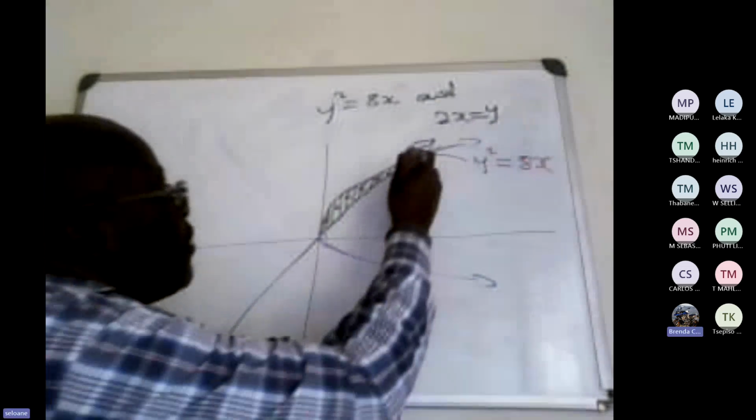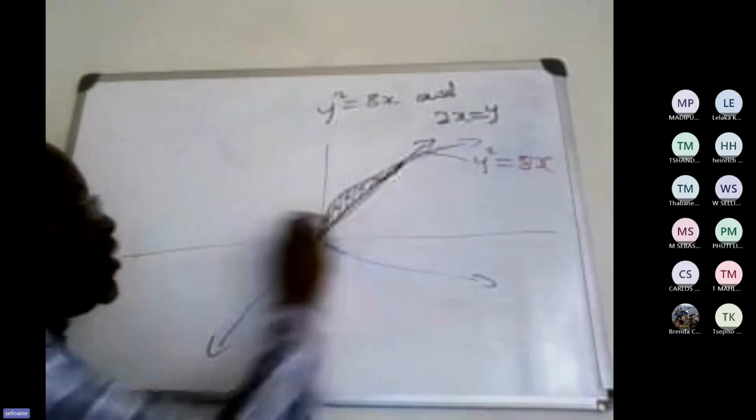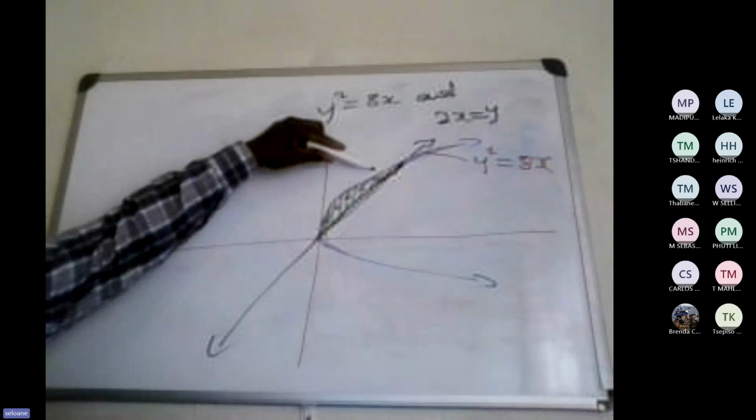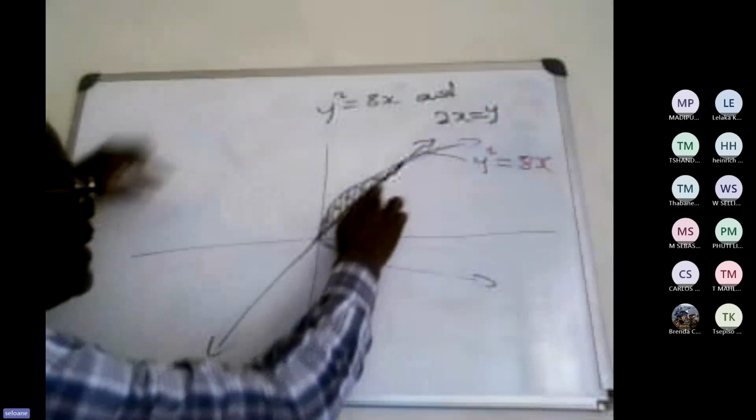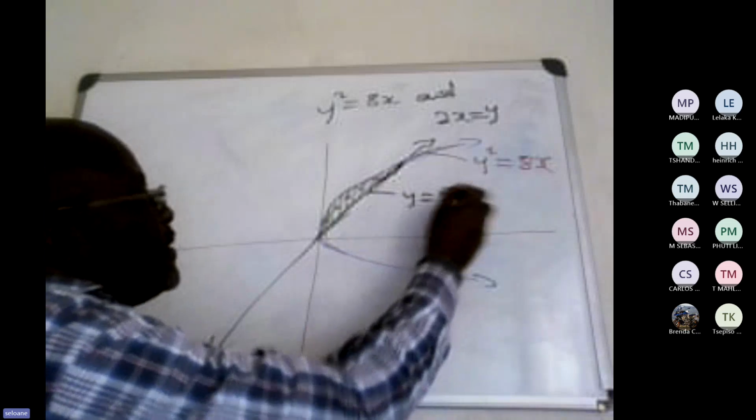My 2x is equal to y. It will be stopped by this. It will depend on your position. If you are here, you will be stopped by here. Therefore, you'll be stopped by y equal to 2x.